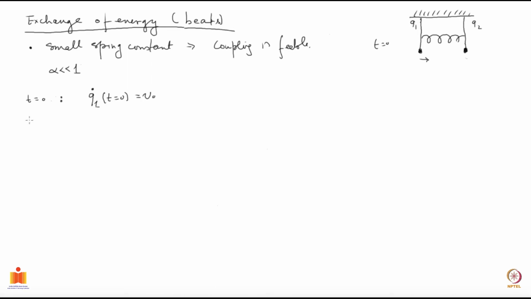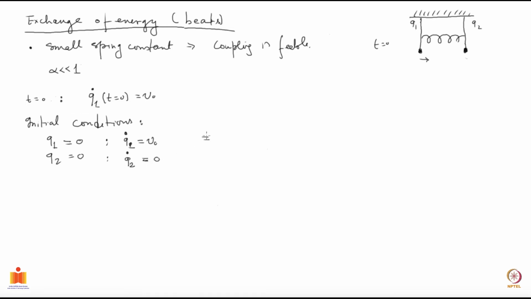So our initial conditions at time t equal to 0 are the following. Both pendulums are at rest, so even if you give a gentle nudge at time t equal to 0, q1 will still be 0. q2 is also equal to 0. And if you look at the velocities, q1 dot is v0, so we have given it a velocity. We have not done anything to the second one, so at time t equal to 0, it will still be at rest.